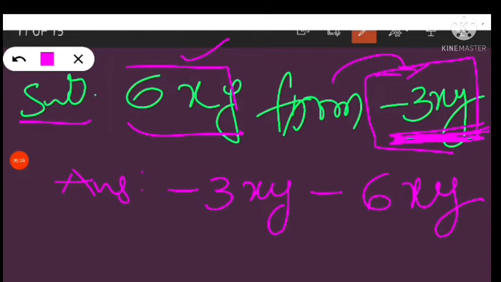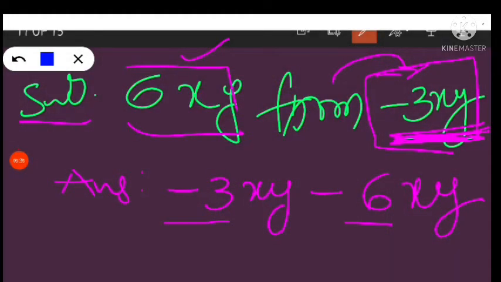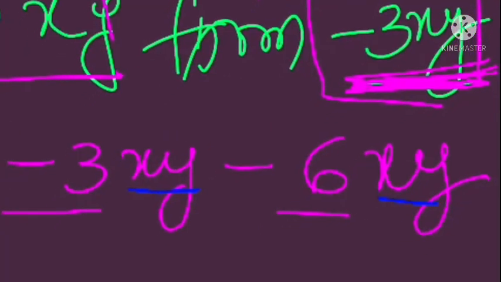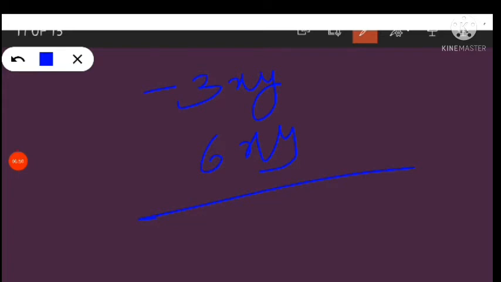So how do we solve this particular expression? See, this is minus 3xy minus 6xy. As we know, these two are like terms. Why? Because the first term and the second term have the same variables with the same powers. So these two are like terms. I am writing it simply: I have taken minus 3xy and 6xy to subtract. So we have to subtract the second expression from the first expression.